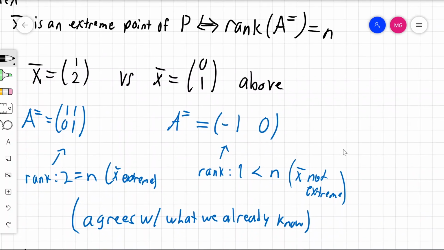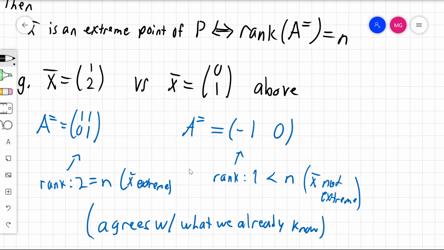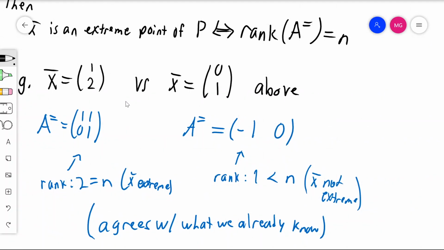And again, this all agrees with what we already know. We can visually verify that (1, 2) is an extreme point and (0, 1) is not, and that is agreeing with this test regarding the rank of the matrix of tight constraints for these points.